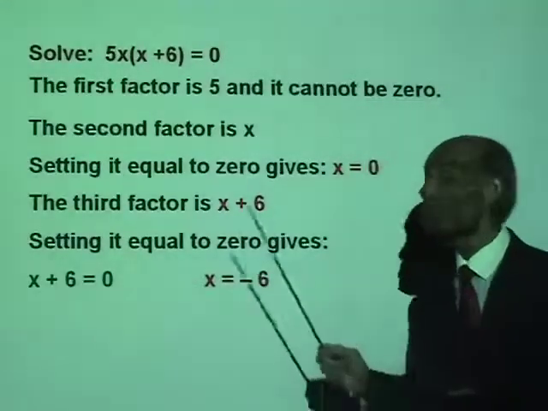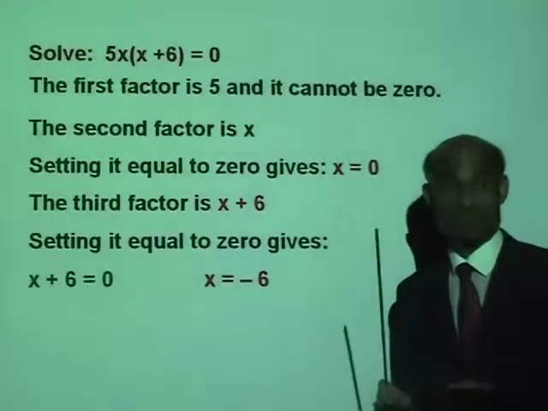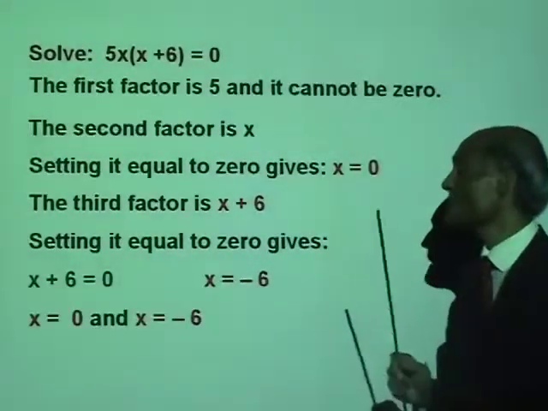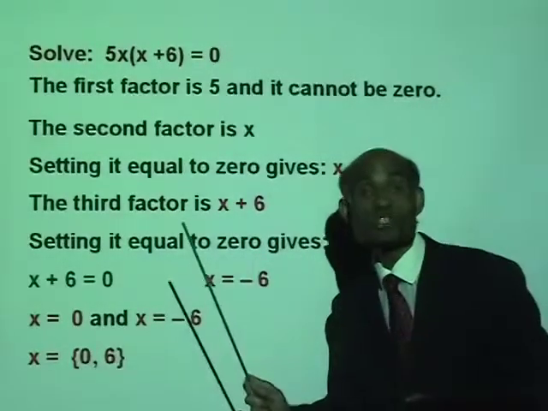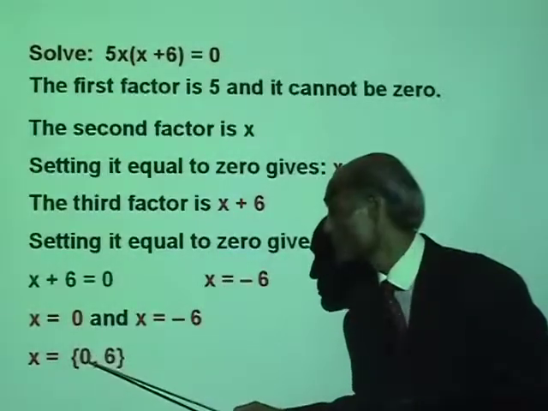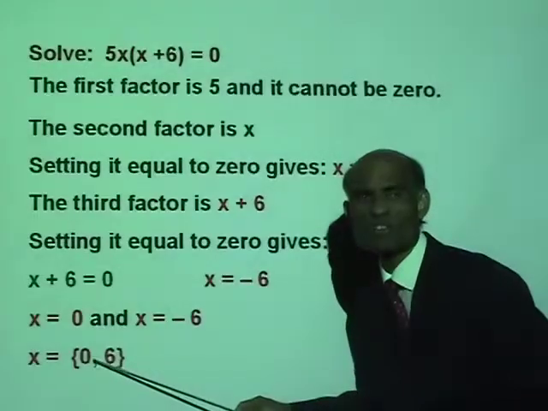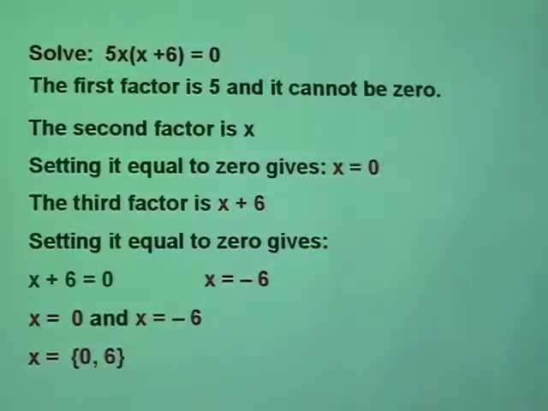So what are the solutions of this equation? x equal to 0 is a solution. x equal to -6 also is a solution. Therefore, the solution set is x is a set of 0 and -6. You can see I keep dropping that negative sign, so make that negative sign in there. x is a set of 0 and -6.